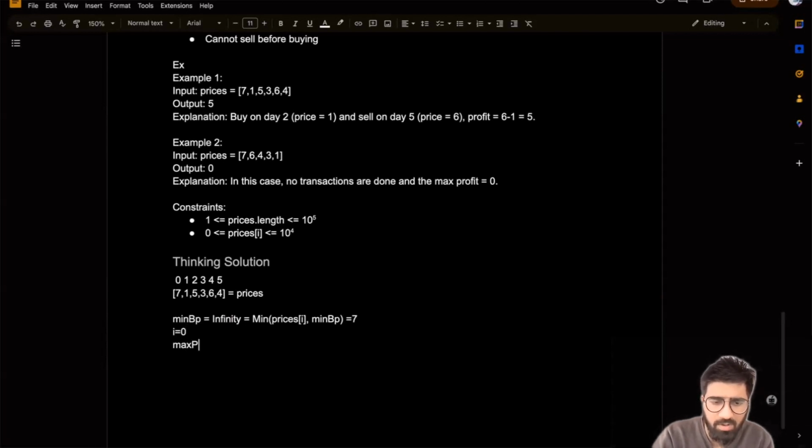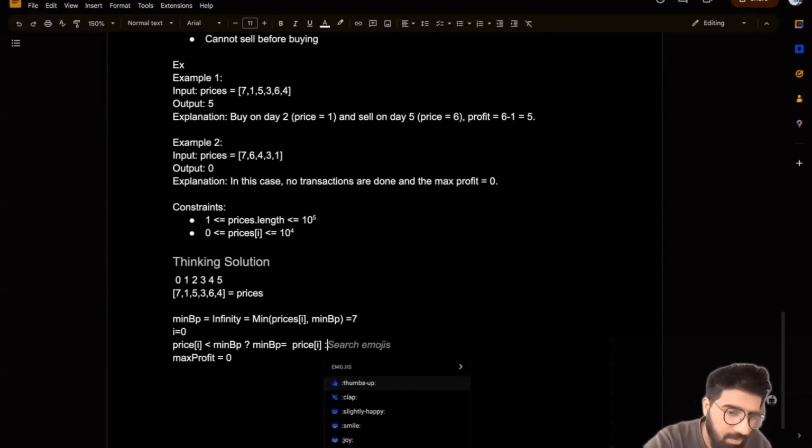So I can say max profit, and I can initialize this max profit to 0. Okay, so if prices of i is less than the minimum buy price, then I simply update my minimum buy price to the new price value.